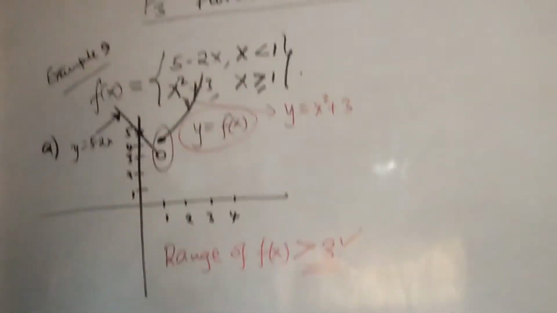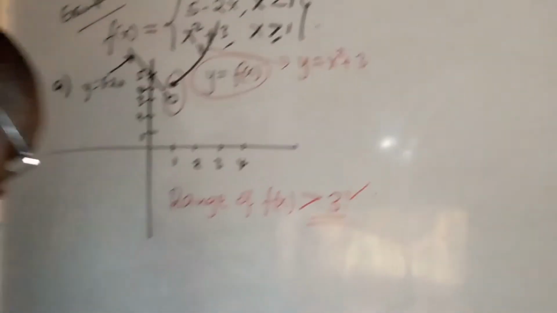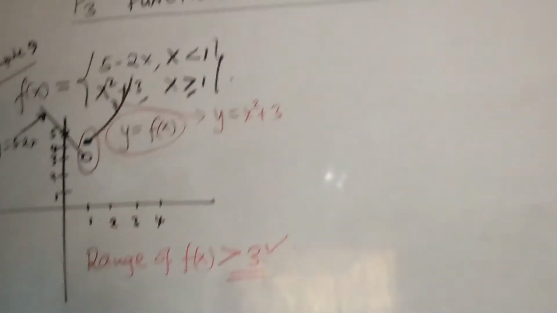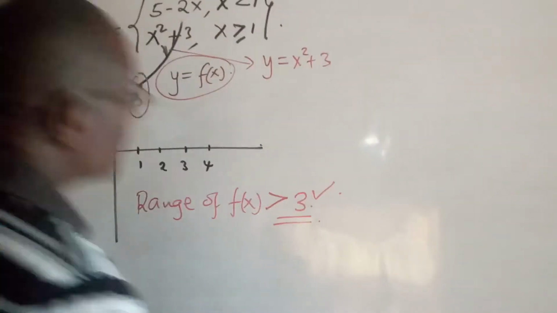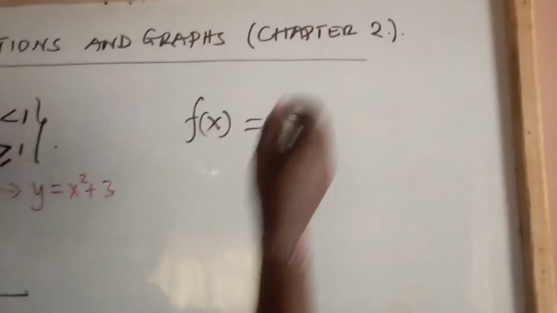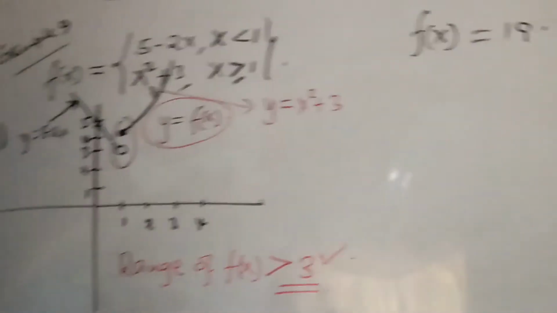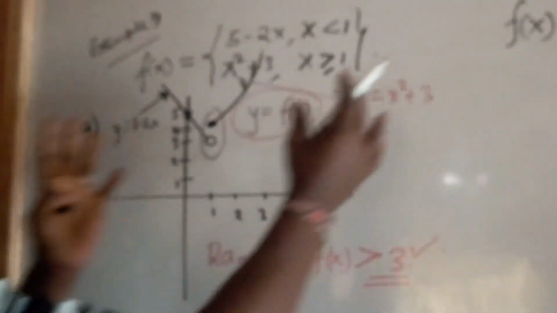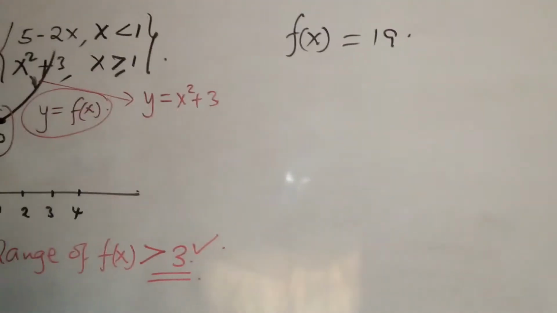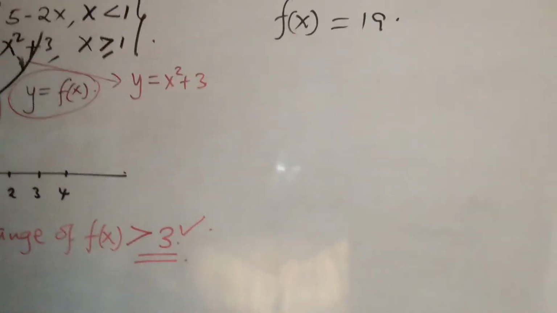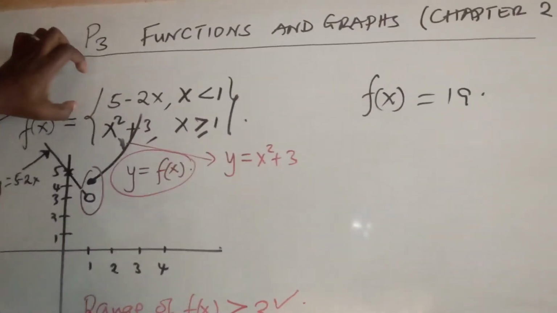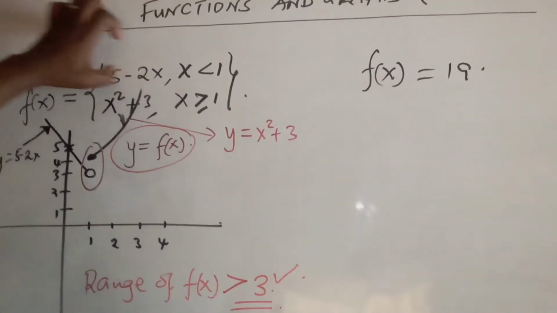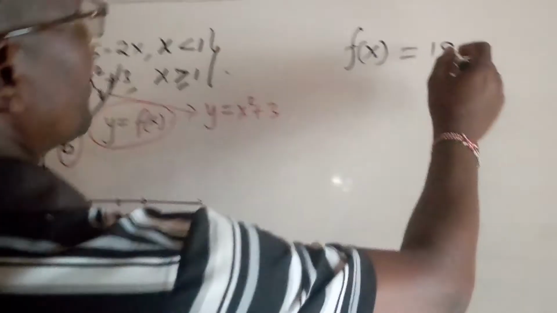Part B of the question says solve f(x) equals 19. You know what that means? This means that for both of the equations, the range is 19. So we just have to compare. We just have to pick each and every equation here and equate it to 19.